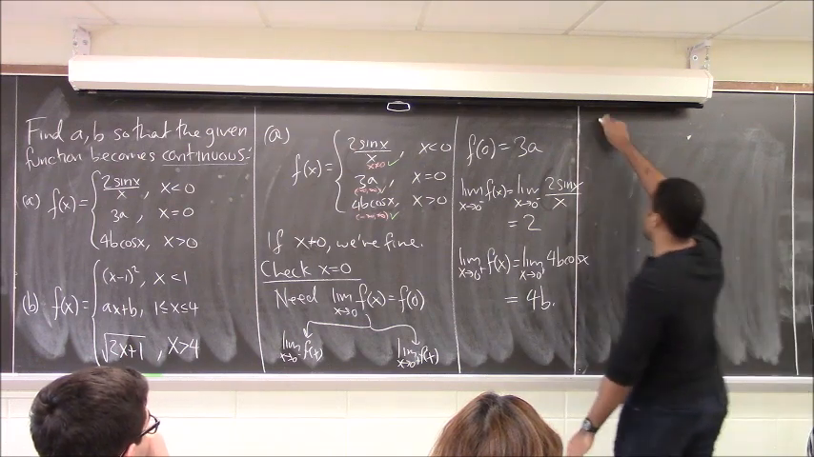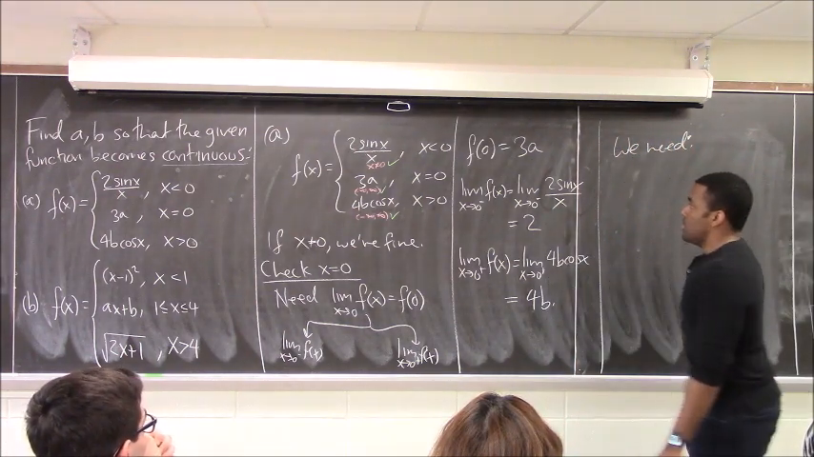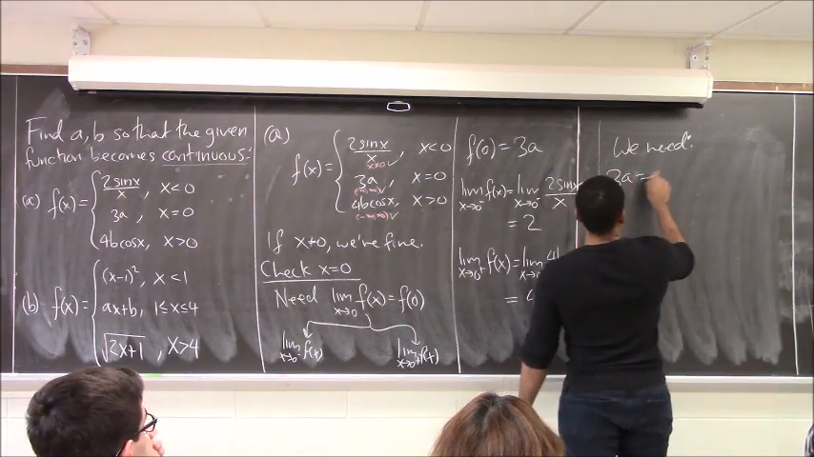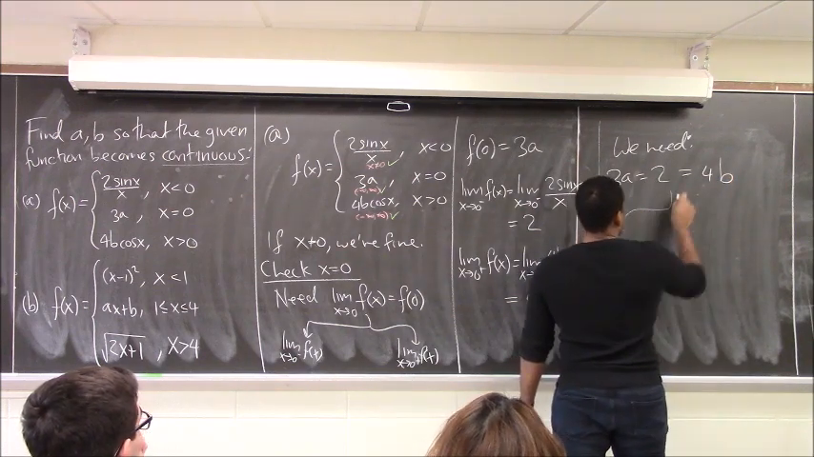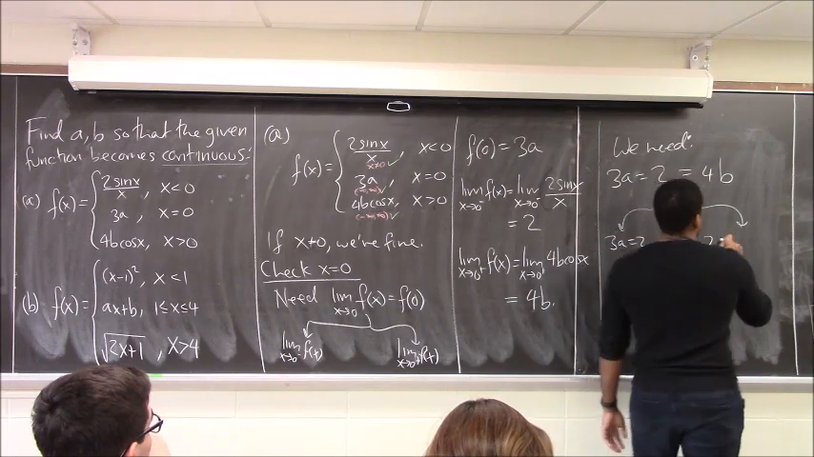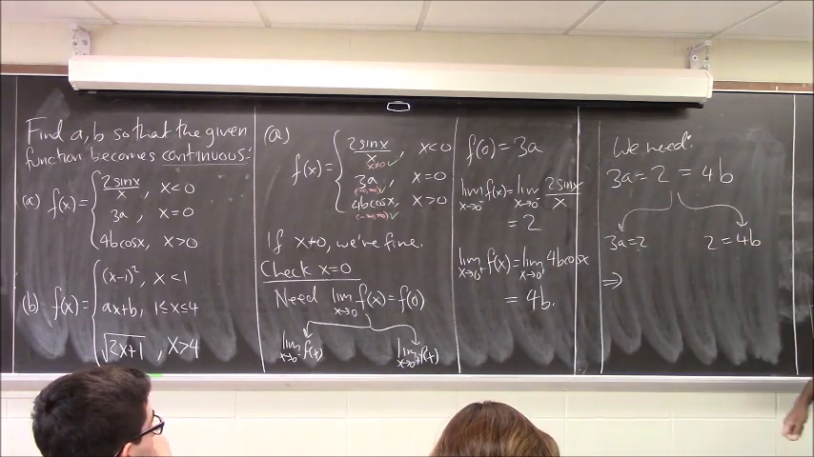So in other words, what do we need to have continuity? We need all these numbers to be the same. We need 3a to be equal to 2, which must be equal to 4b. Or in other words, you can split this into 2 parts. We need 3a equals 2, and we need 2 equals 4b. So this implies, what do we need?